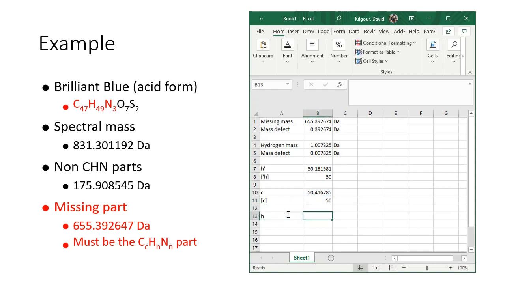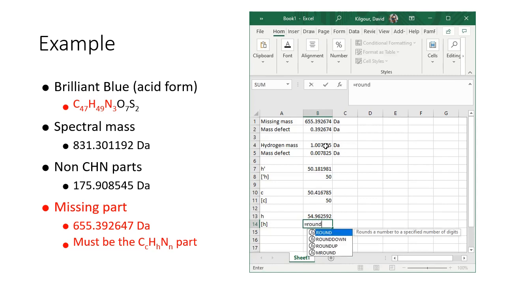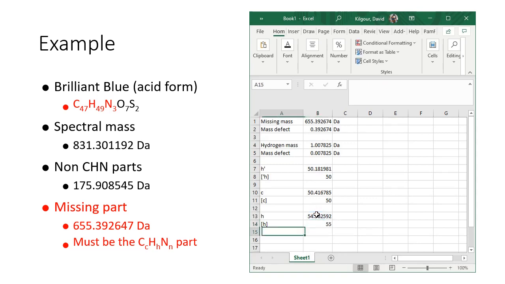And now we can use that calculated number of carbons to update our guess for the number of hydrogens. And that's a very similar calculation. So we take the missing mass, we subtract from that the mass of carbons, that's 12 times 50, and then we divide that residual mass by the mass of hydrogen to calculate the number of hydrogens. And then, surprise, surprise, we also round that to the nearest integer. And so this series of calculations indicates that the nitrogen-free molecule would contain 50 carbons and 55 hydrogens.